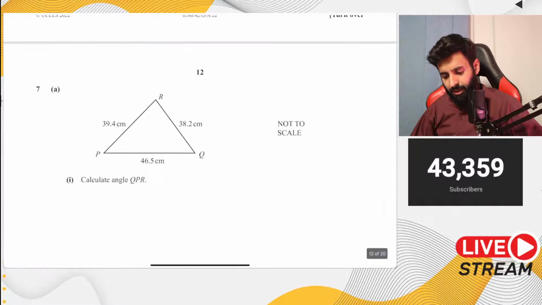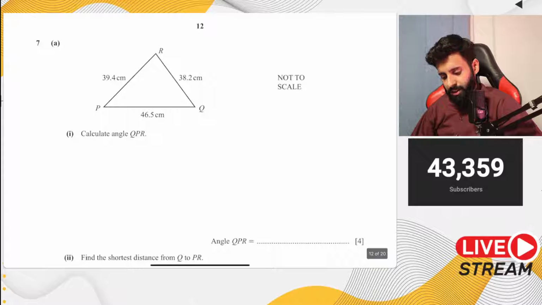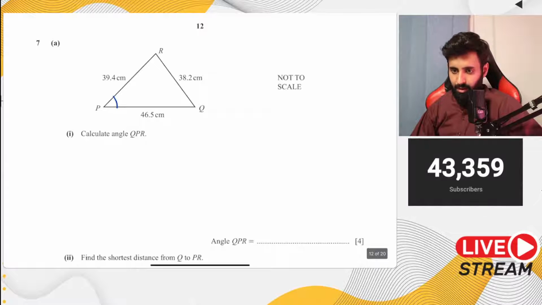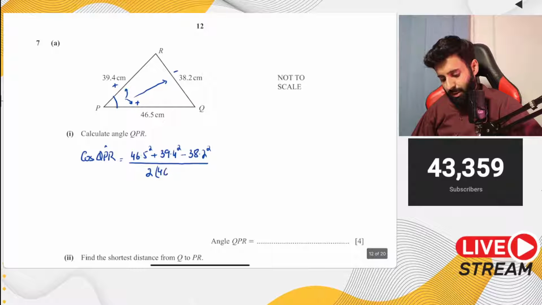All right. Question number 7, part A. Calculate angle QPR. We have all three sides, and we need to calculate one angle. What are we going to do over here? We're going to use the cosine rule. So cos of QPR equals to, now remember, the two included sides are the sides that are added. The opposite side is the side that's always subtracted. So 46.5 squared plus 39.4 squared minus 38.2 squared, and the same two sides that you're adding are the same two sides that are multiplied by 2 in the denominator.